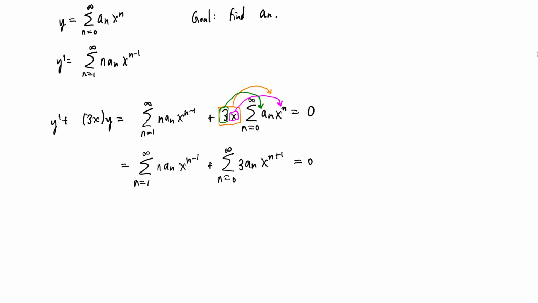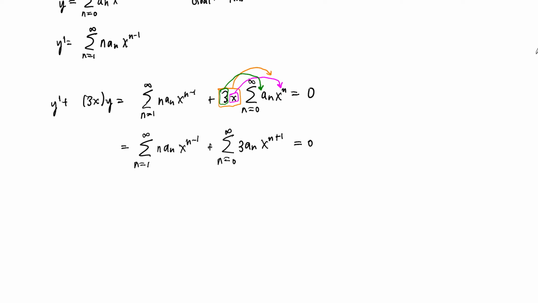What we would like to do at this point is get these so that they both start with the same index. One thing we can do is knock this first one down, starting with the power x equals 1. So we can replace n with n minus 1 here. But then down here the start has to go up, so this would start at n equals 1.